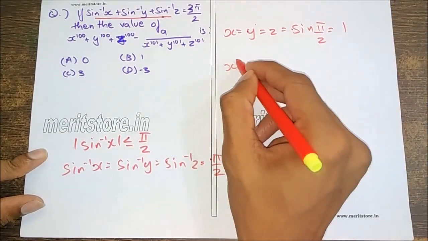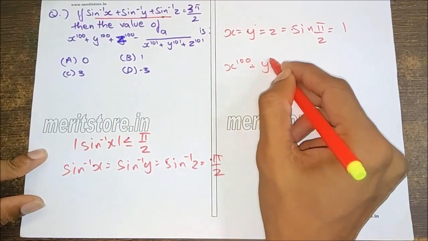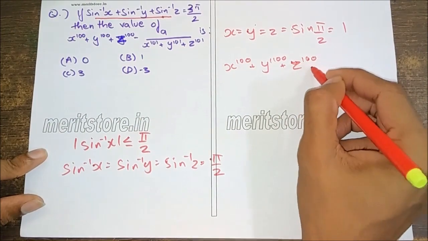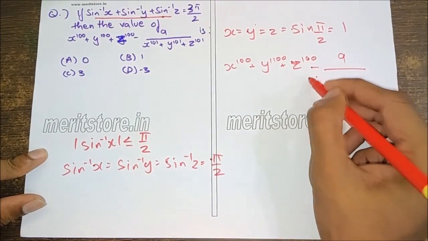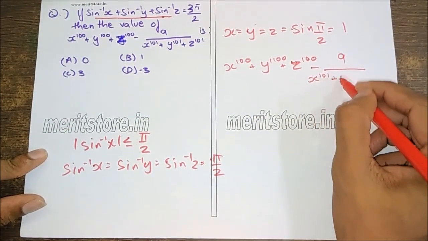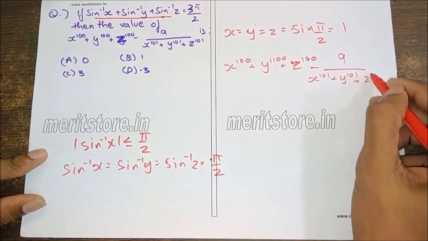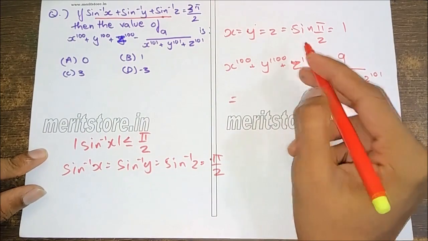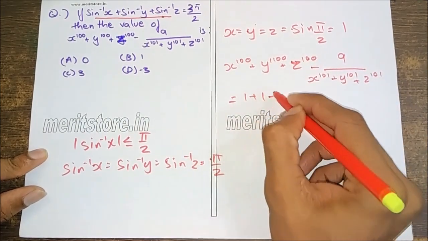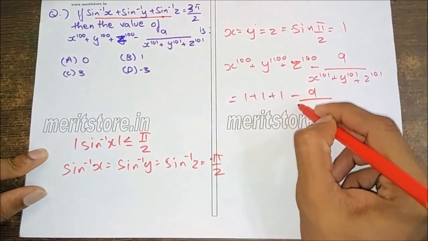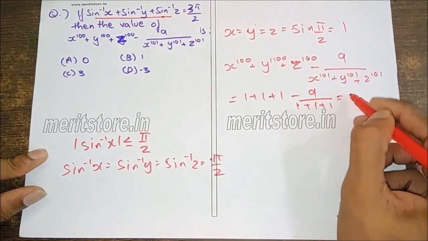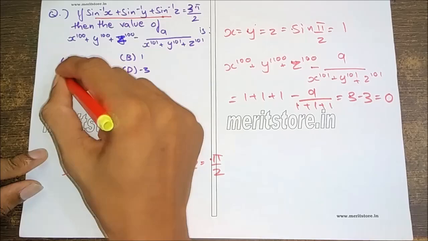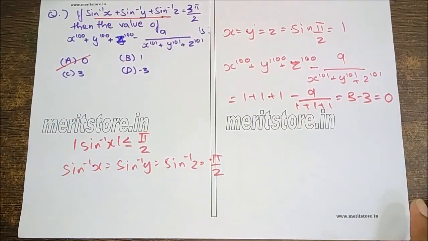So now x raised to 100 plus y raised to 100 plus z raised to 100 minus 9 upon x raised to 101 plus y raised to 101 plus z raised to 101 will be equal to, substituting the value of x, we get 1 plus 1 plus 1 minus 9 upon 1 plus 1 plus 1, which is equal to 3 minus 3, which is equal to 0, which is our option A. Therefore option A is the correct answer.